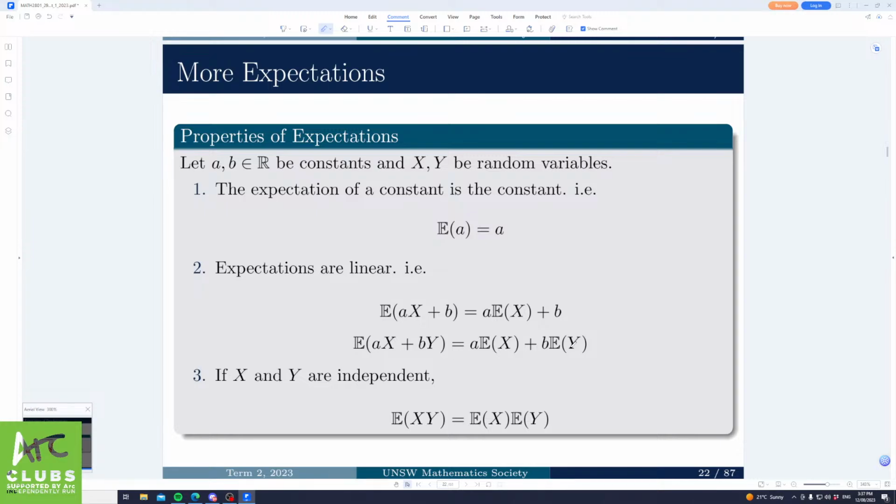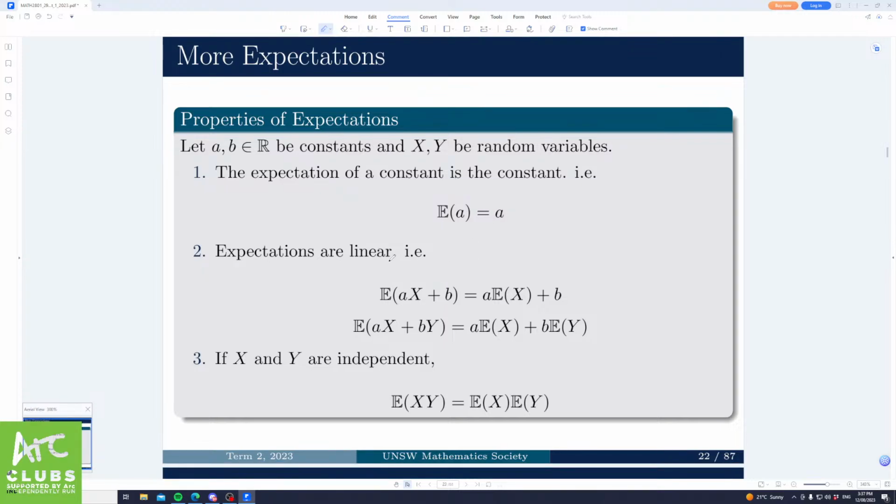Just some properties of expectations. The expectation of a constant is just the constant. Pretty straightforward. Expectations are linear. So if we wanted to evaluate the expectation of ax plus b, where a and b are constants, well, we can write that as a times the expectation of x plus b.